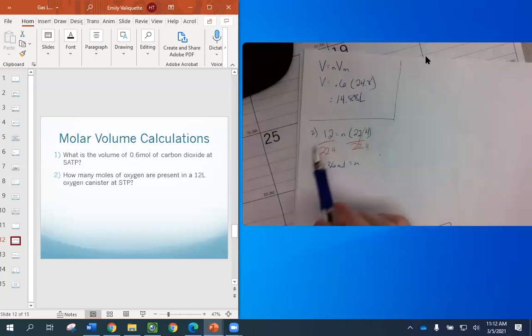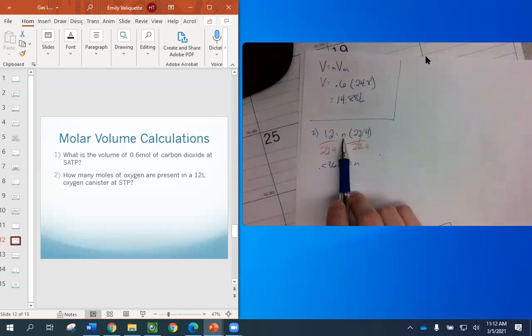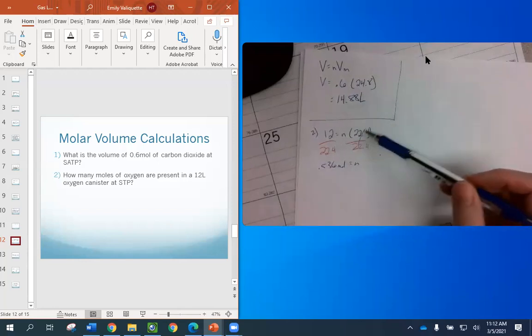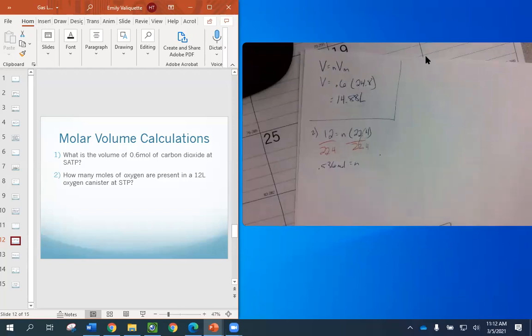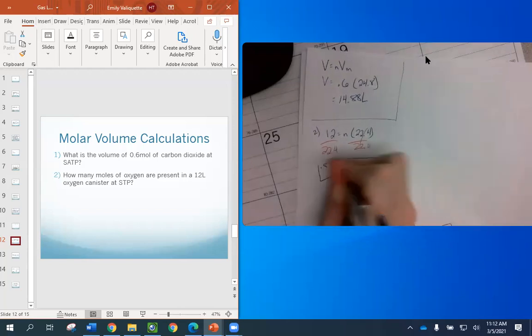Okay, for the second question, I plugged in the volume that I was given. We don't know our moles, that's what we're looking for. And at STP, molar volume is 22.4. And then in order to isolate my n, I just divide by the 22.4, which gives me 0.536 moles as my answer.